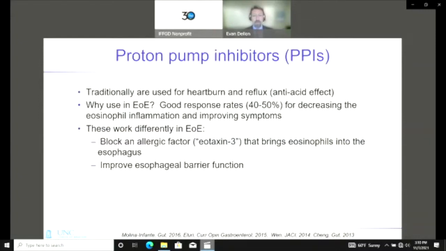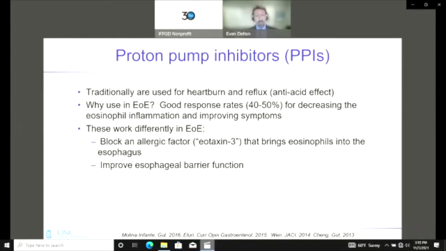So proton pump inhibitors, or PPIs, are medications that you may have heard about. Some names include omeprazole or lansoprazole or pantoprazole, among others. These are typically thought to be heartburn and reflux medications because these meds have a strong anti-acid effect. Well, why do we use them in EoE?